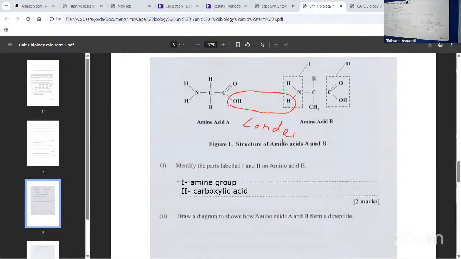Condensation. So those two are going to be given up to form water, and the bond will be formed between the carbon and the nitrogen. Ester linkage, right? Ester or peptide? Peptide, right? Peptide. So we form a peptide linkage between the carbon and the nitrogen. So you're just drawing that back without the OH from amino acid A and the H from amino acid B.